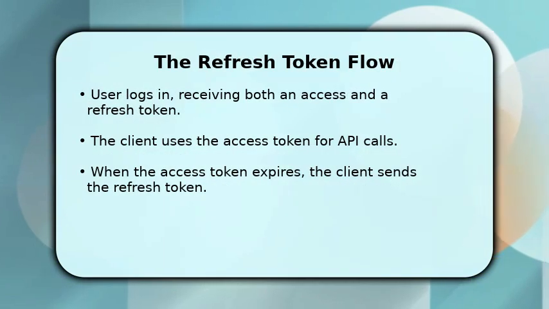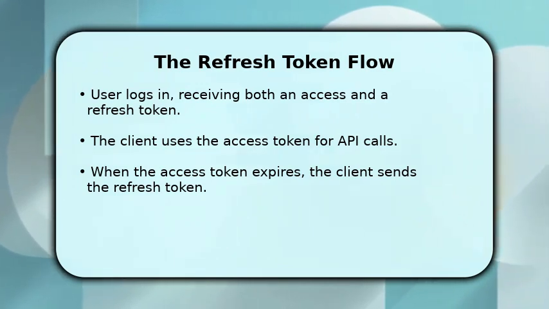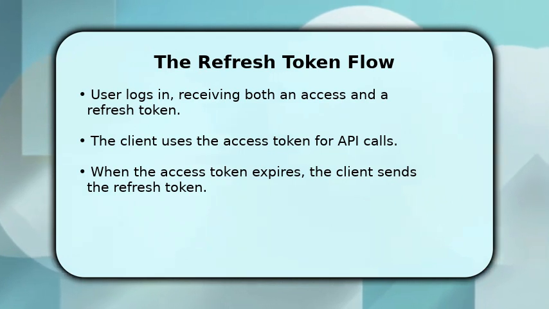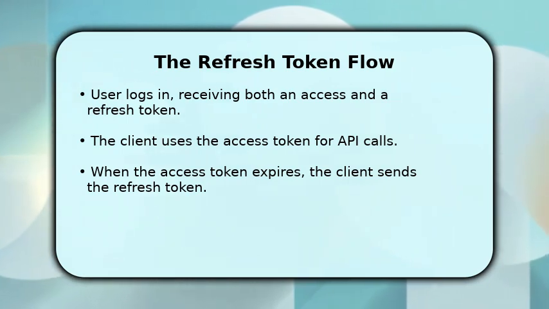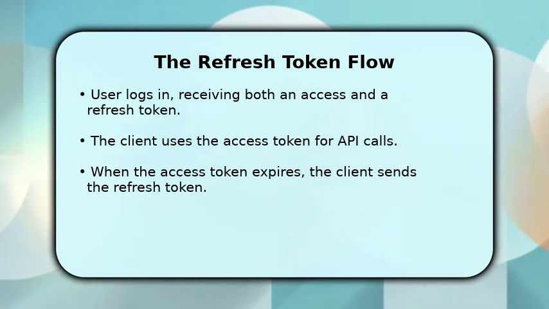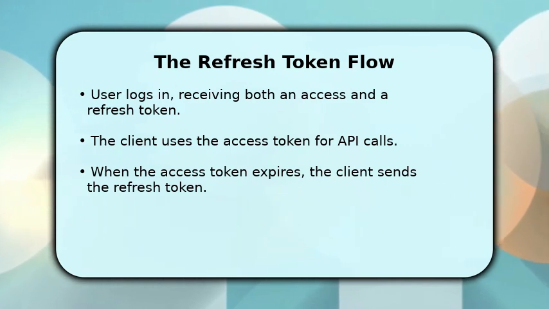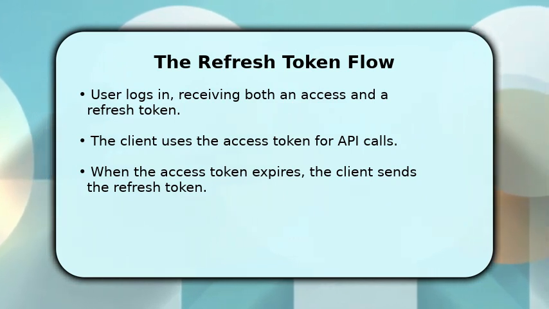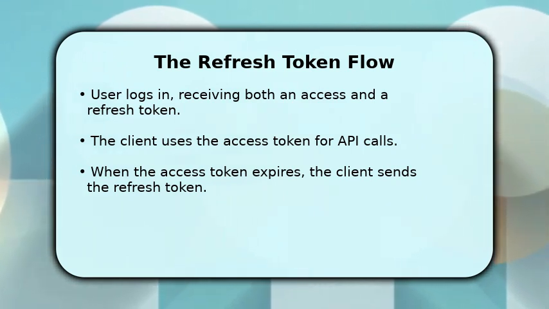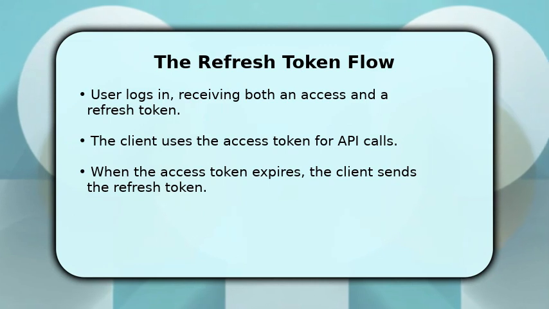When a user logs in, your application receives both an access token and a refresh token. The access token is used for all subsequent API requests. Once this access token expires, instead of prompting the user to log in again, your application sends the refresh token to the authorization server. The server then validates the refresh token and, if valid, issues a brand new access token and sometimes a new refresh token too, ensuring seamless user experience.